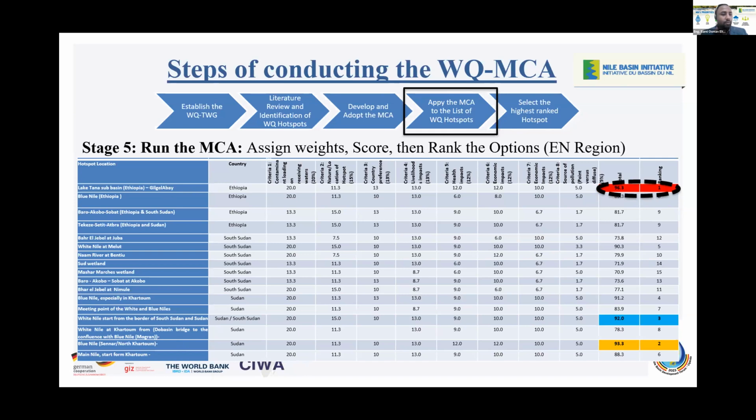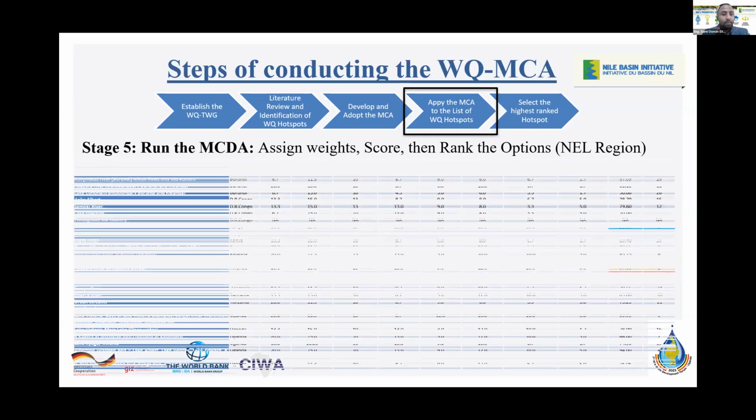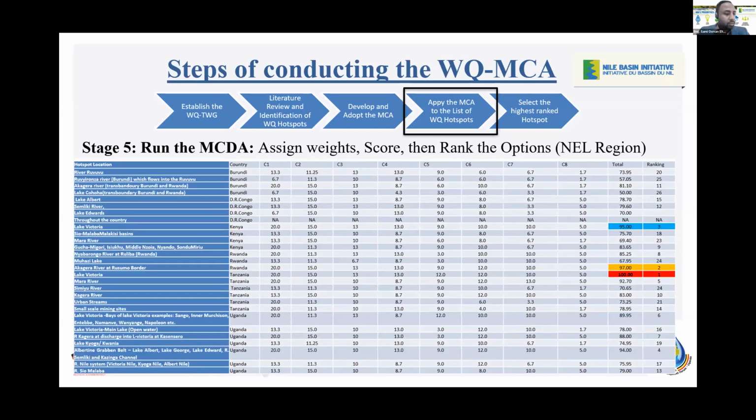And so for the Eastern Nile, the highest hotspot, as I mentioned, was the Jiljilabai in the Lake Tana Basin in Ethiopia. For the Nile region, we applied the same criteria for the hotspots. You can see from here that the highest hotspot was the Lake Victoria Basin on the Tanzanian side. And to be specific, it's the Mwanza Gulf.